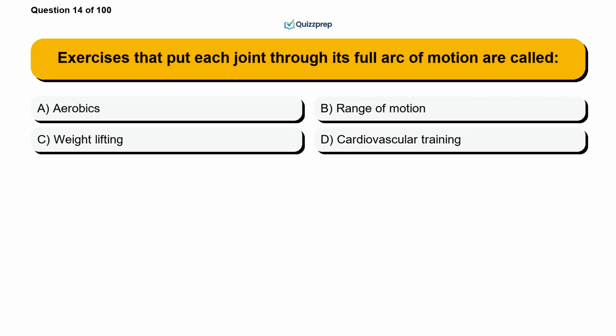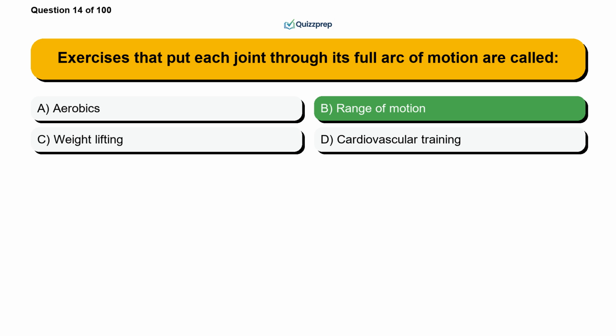Question 14. Exercises that put each joint through its full arc of motion are called: Option A, aerobics. Option B, range of motion. Option C, weightlifting. Option D, cardiovascular training. The correct answer is option B, range of motion.